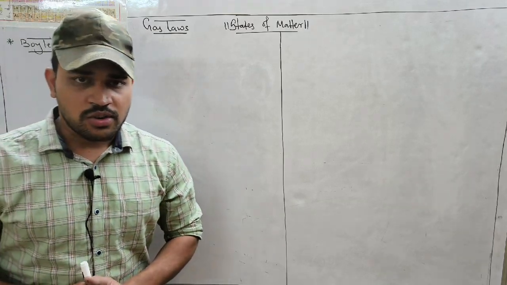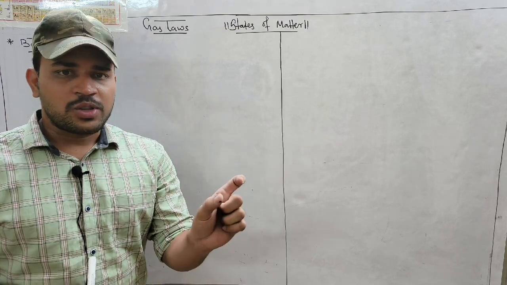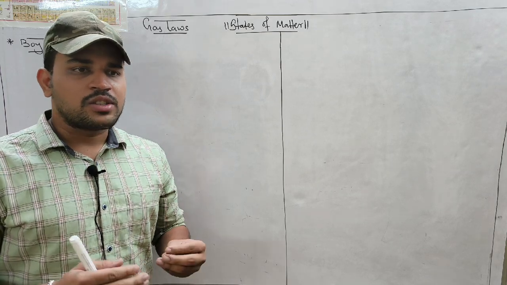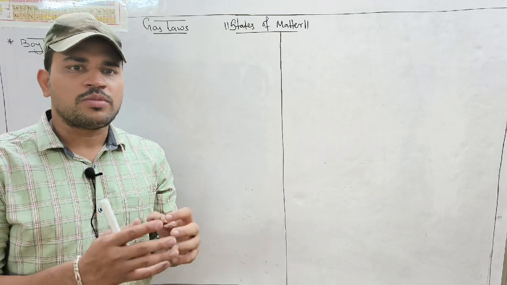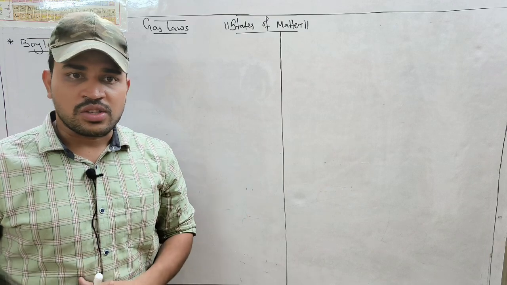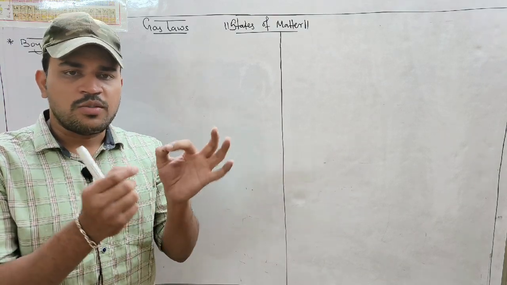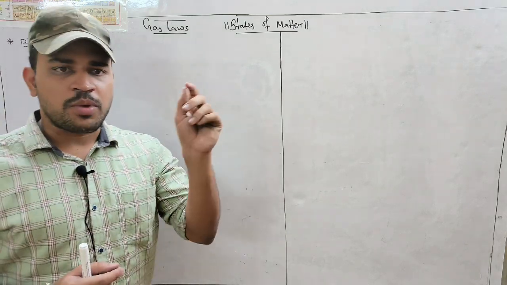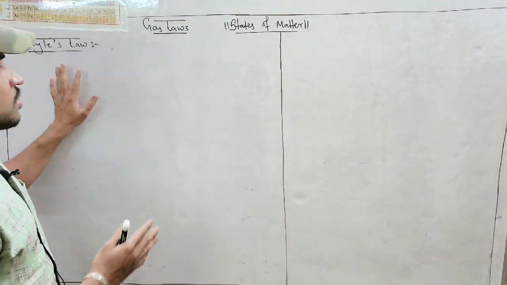So what is Boyle's law talking about? When you keep the temperature constant, the pressure of the gas is inversely proportional to the volume. What does it mean? As we increase the pressure of the gas, the volume of the gas is going to decrease. As volume increases, the pressure of the gas decreases. That means pressure and volume of the gas are inversely proportional. This gives the relationship between pressure and volume by keeping temperature constant. So this law is Boyle's law.